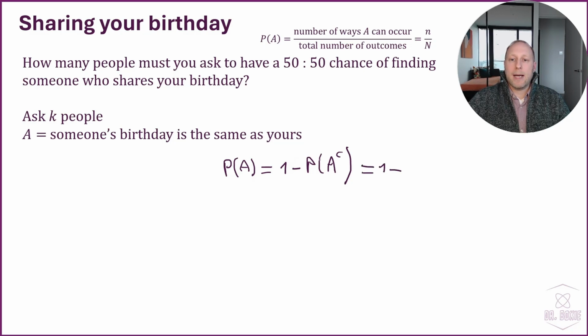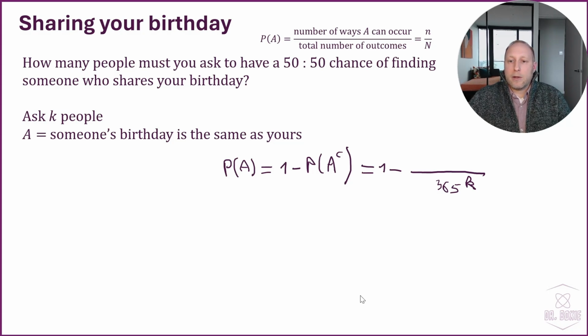So that is 1 minus, and once again, I use the formula that I wrote at the top right of the slide. What is the probability that nobody shares your birthday? Well, in the denominator, the total number of outcomes, if I ask k people, is again 365 times 365 times 365, etc. k times, so that's 365 to the power k. But now in the numerator, I want to count the number of ways in which A cannot occur, so A^C can occur.